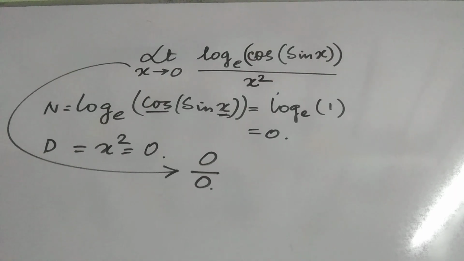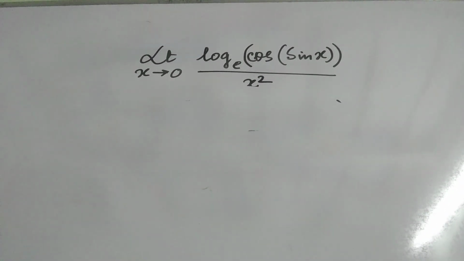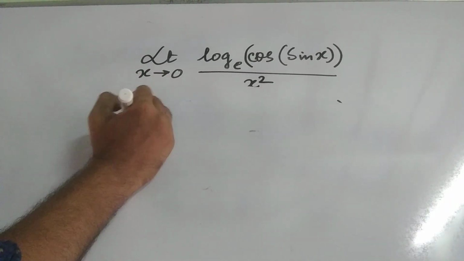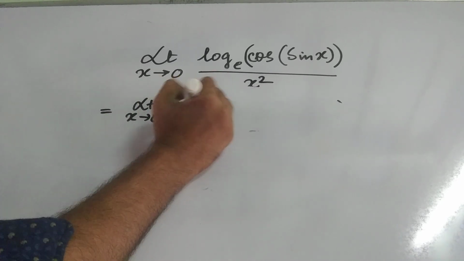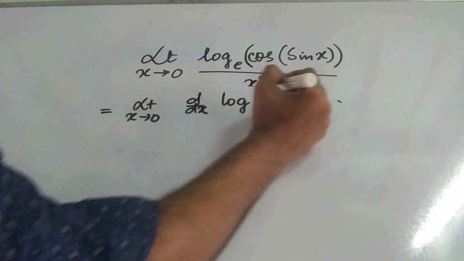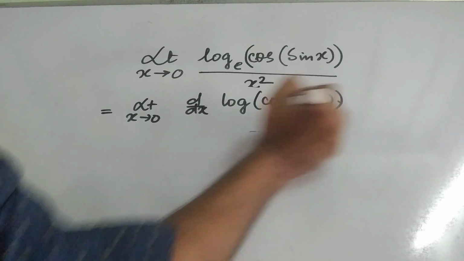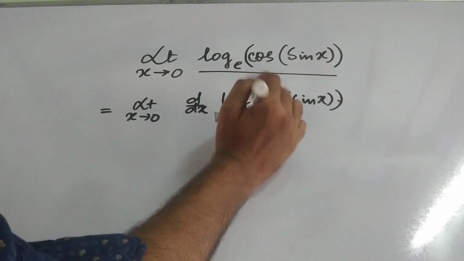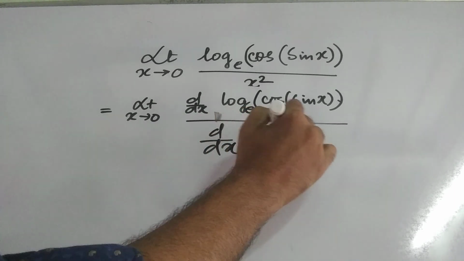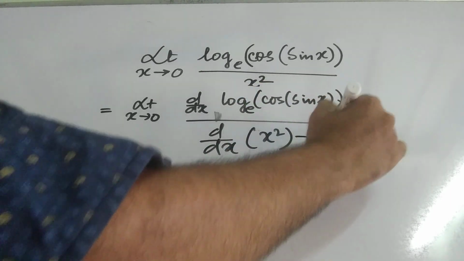How? What does L'Hospital's rule say? It says that if it is in the 0 by 0 form, then it should be equal to limit x tends to 0 of d/dx of the numerator, that is log of cos of sin x, where the log's base will be e, divided by d/dx of x square. We know that d/dx of x square is n x to the power n minus 1, that is 2x.